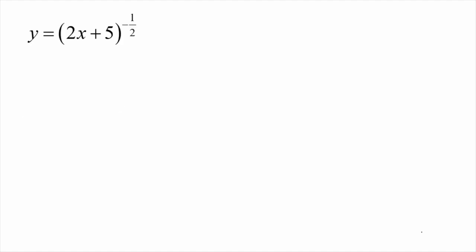So here we have y equals the quantity 2x plus 5 to the negative 1/2. So let's find y prime. Using our power rule with rational exponents, this would equal negative 1/2 times the quantity 2x plus 5. We take negative 1/2 minus 1. Negative 1/2 minus 2/2 is negative 3/2.